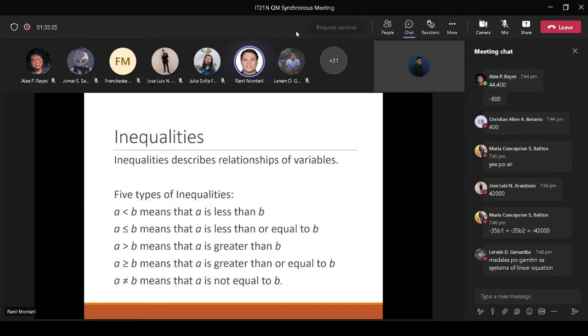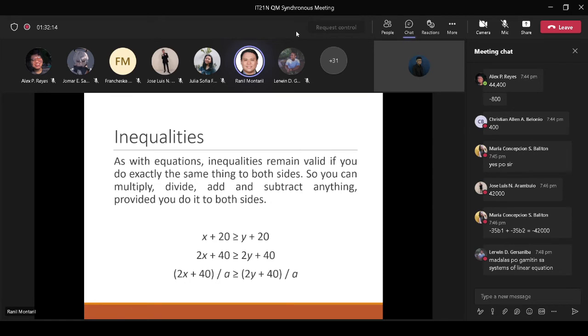And the way we solve inequalities, same lang din sa kung paano natin sinasolve ang equation. Whatever we do on the left will be also performed on the right. So for example, if we have x is greater than or equal to y, whatever inadd natin sa left, i-add din natin sa right. If we multiply 2 on the left, mag-multiply din tayo ng 2 sa right. Kapag nag-divide tayo ng a sa left, magdi-divide din tayo ng a sa right. Okay? Nakuha, guys?